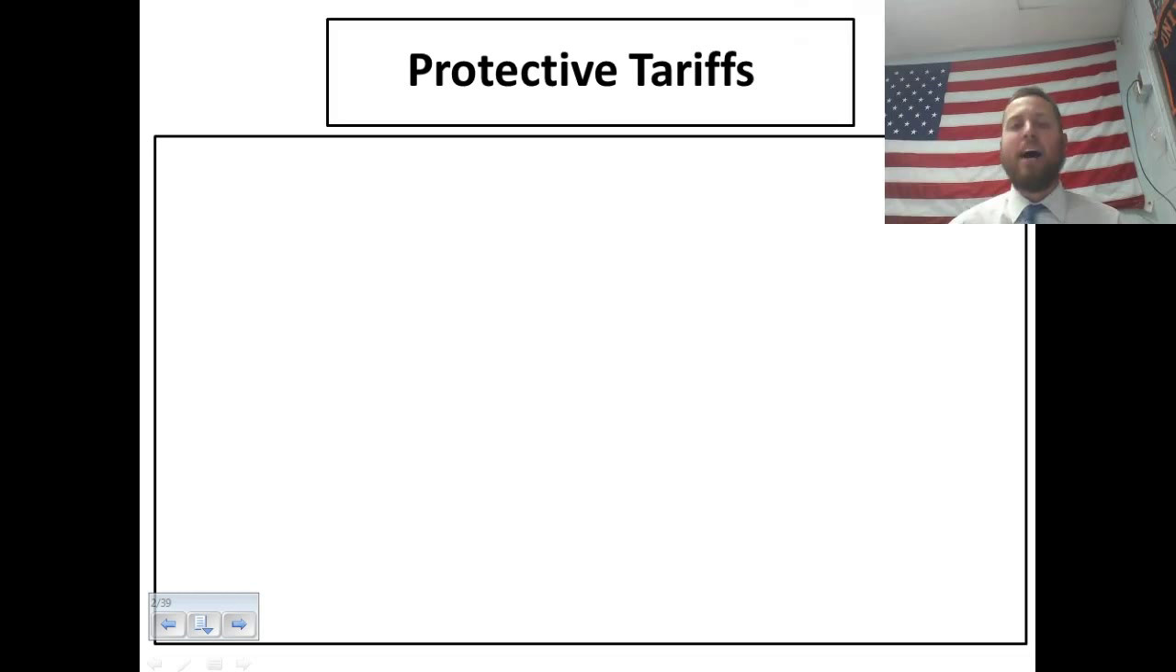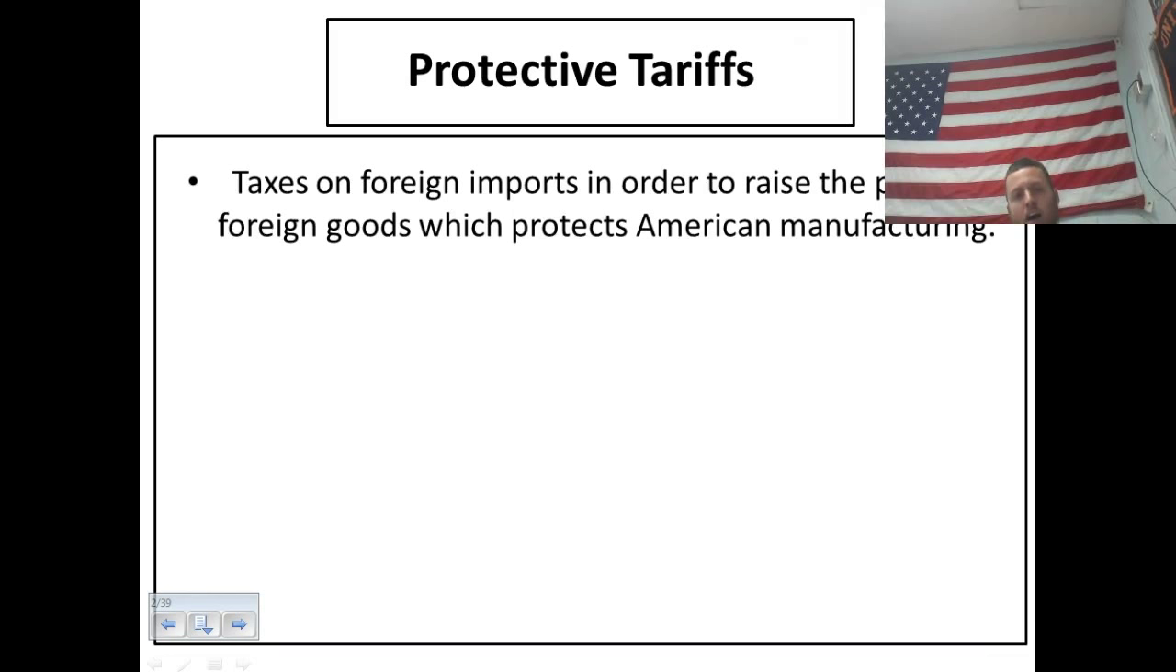Protective tariffs. Now, I'm going to have some facts that are going to come flying in. I'm going to talk about them too, but I want you to be writing down on the other side what I say. Ready for the first thing about protective tariffs? Taxes on foreign imports in order to raise the price of foreign goods, which protects American manufacturing. Now write small for these two, because these first cards have a lot of information.